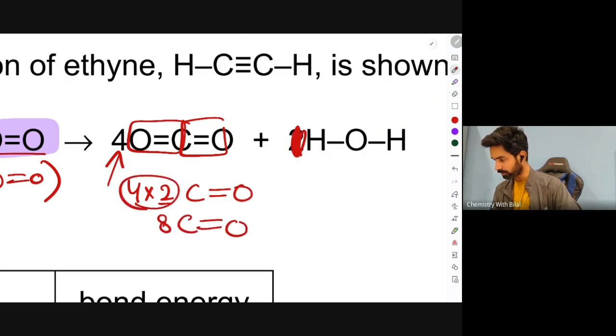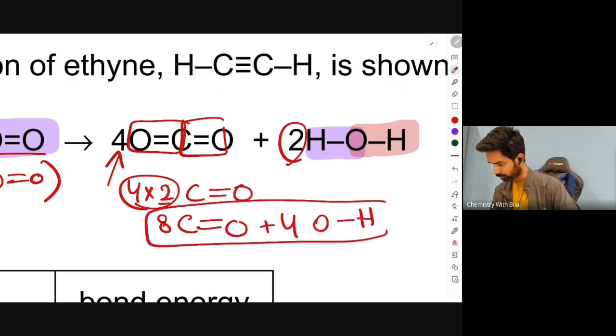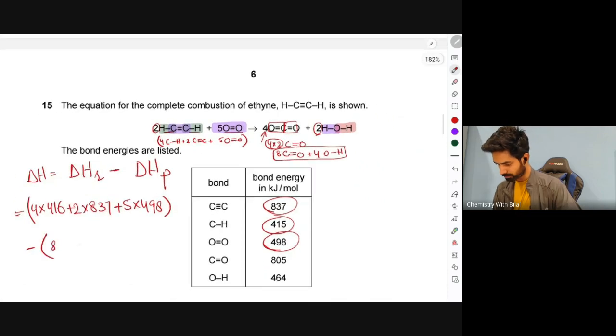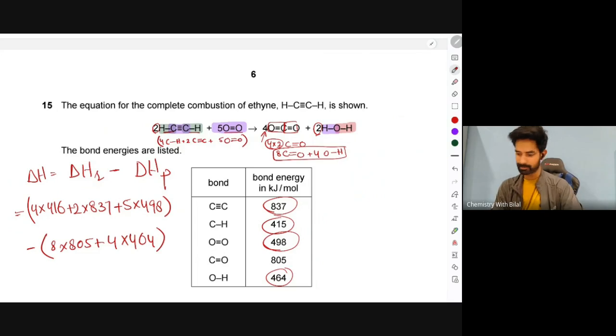और एक वाटर में 2 OH के बॉन्ड्स हैं. कितने बॉन्ड्स हैं? 2. तो 2 वाटर्स में कितने होंगे? 2 वाटर में तो 4 होंगे. So plus 4 OH. Right? This is the products. So 8 CO. 8 CO is 805 plus 4 into OH is 464. Please do the maths, everyone. What's the answer here? Anyone in the class? What is the answer?